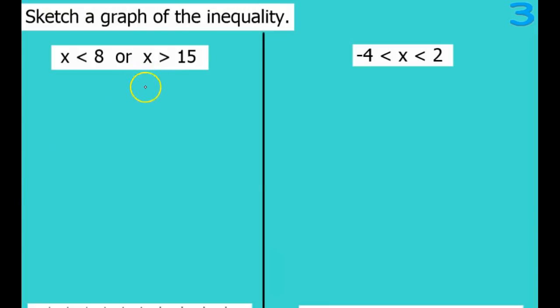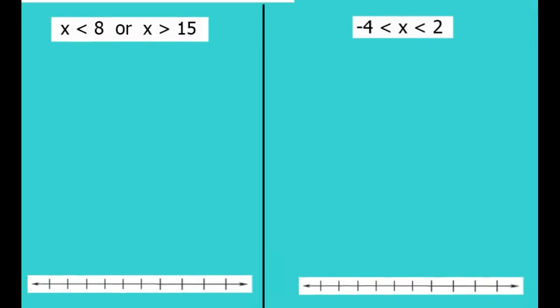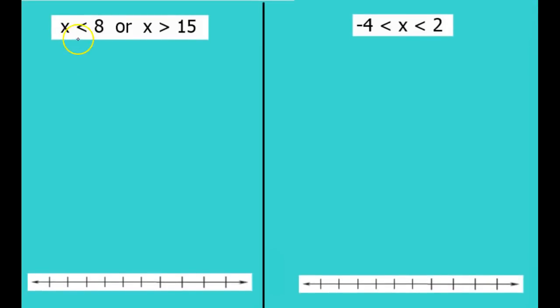Here we need to sketch a graph of this inequality. So we have x is less than 8. So we can draw an open circle there, and this will be 8. Our arrow for this problem is pointing to the left, so we draw an arrow to the left.